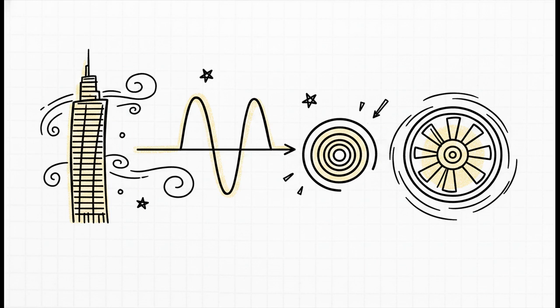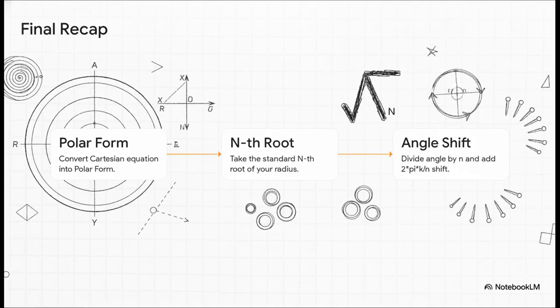Let's do a rapid-fire final recap to lock this in for exam day. Step 1, ditch the Cartesian form and convert your equation into polar form. Step 2, take the standard nth root of your radius. Step 3, to find all your multiple solutions, take your angle, divide it by n, and crucially add that 2 pi k over n shift for every single root.